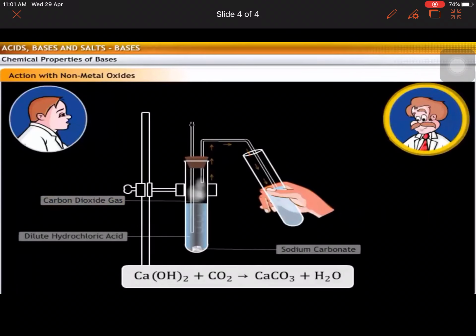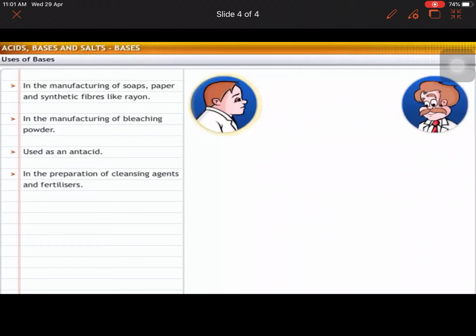Now, can you tell some of the uses of bases? Bases neutralize the acidity caused in my stomach. Not all bases, only mild bases neutralize the acidity. Always remember. Apart from that, bases have a variety of uses in daily life. Let's look at some of them.